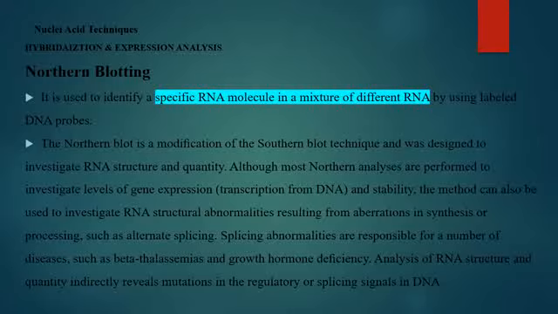Now, splicing abnormalities are responsible for a number of diseases such as beta thalassemias and growth hormone deficiency. So you see how relevant the northern blot is. Analysis of the RNA structure and quantity indirectly reveals mutations in the regulatory or splicing signals in DNA. So if there are issues with the signals that the DNA is bringing, northern blotting, which is concerned with RNA structure and quantity, can give you an idea that something is going wrong there.